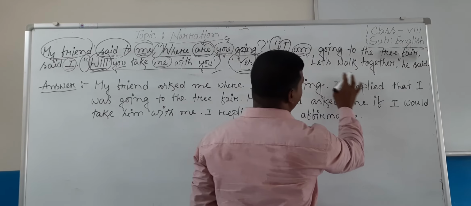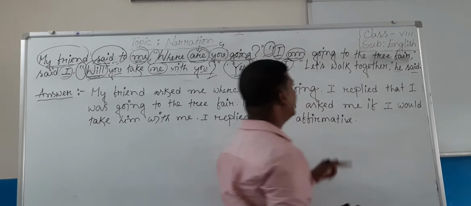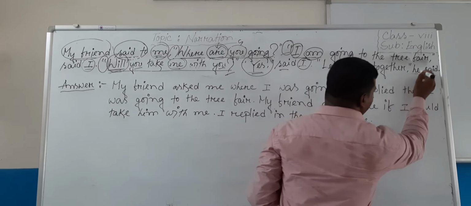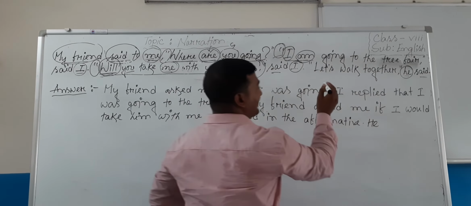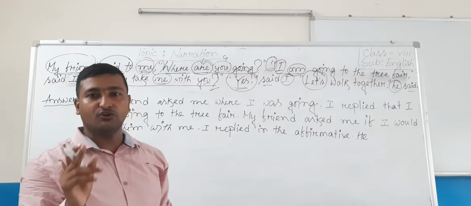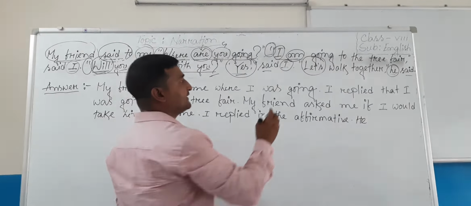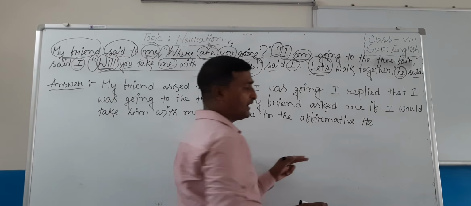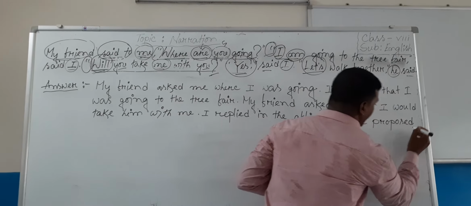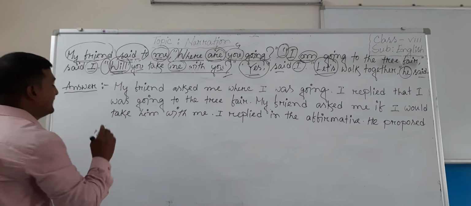Let's go to the next sentence: "Let's work together." Here he proposed, he said to me, let's work together. That means he proposed to me. So the subject is here he. If you get let, let us or let's in any sentence, you have to use proposed as the verb, because it is an imperative sentence. To get let, you have to use propose. So here we have to use proposed. He proposed to whom? He proposed to me because he is talking with me.